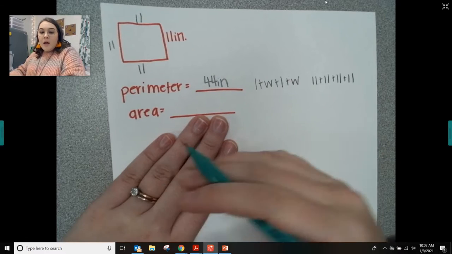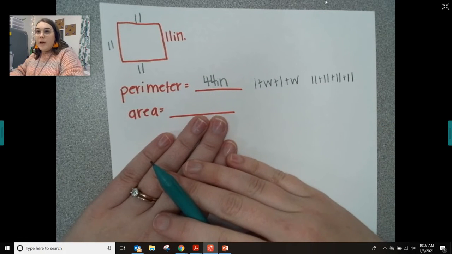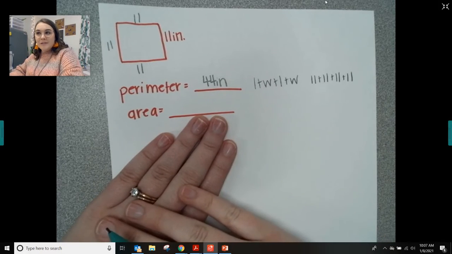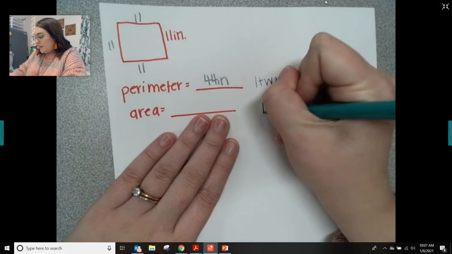All right. Right now, right here, I want you to write down the formula for area. Right now, write it down. I'm not going to tell you what it is. I just want you to write it down first. Okay, I hope that you said length times width.